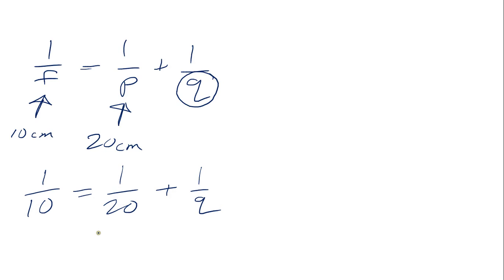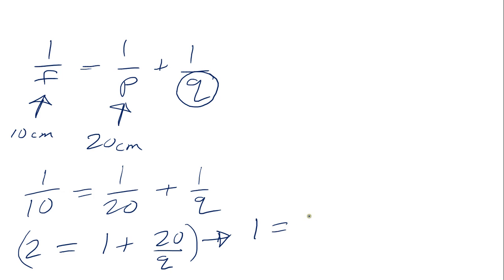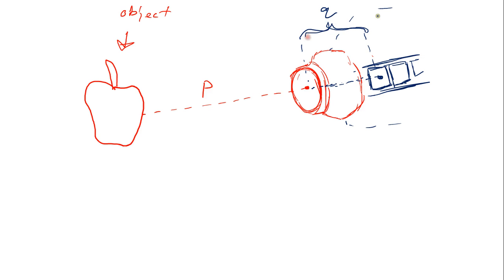So I multiply everything by 20, and I end up with 2 equals 1 plus 20 over Q. I can combine my like terms: 2 minus 1 is 1, so 1 equals 20 over Q. Now I can multiply both sides by Q, so I get Q equals 20. That means the distance from the lens to the image is 20 centimeters.